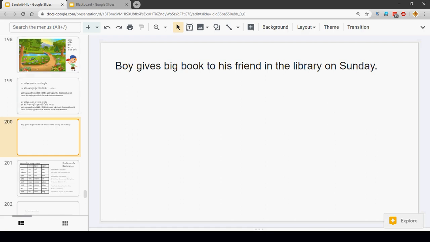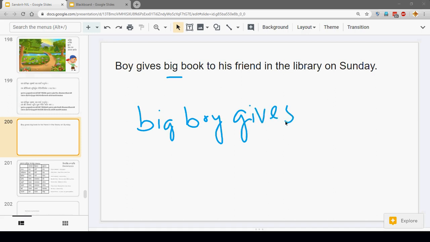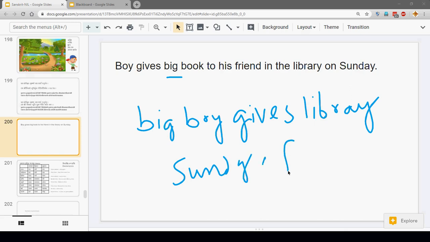Now, if we move around the words here, if we shuffle the words in this sentence in different order, how does it sound? Can we shuffle the words here? For example, if I move big first, like big boy. Big boy is a restaurant here. Big boy gives something library, Sunday, friend, on friend, something like that. So the meaning gets messed up, right? Or it may not mean anything at all sometimes.